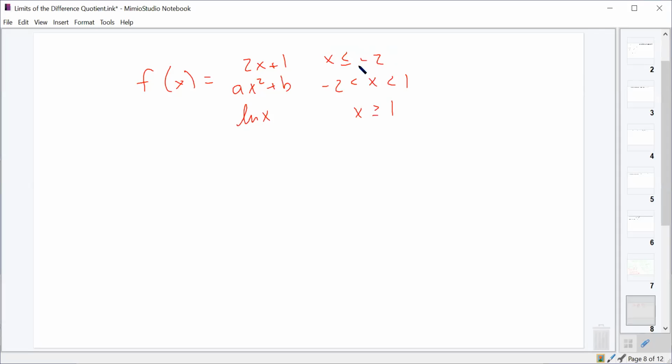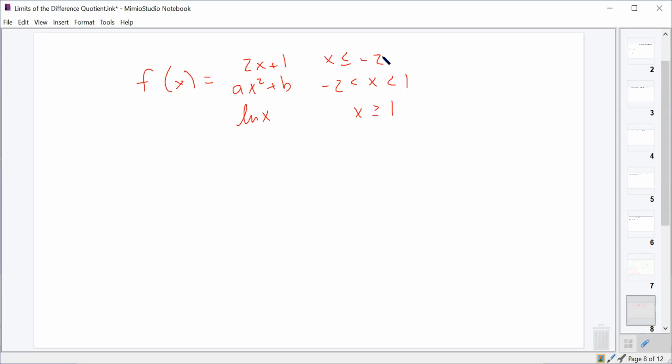The answer should be yes, right? This is just a linear function, so this is continuous for all values that are less than -2. This is a parabola. It should be continuous for any numbers, right? So it's continuous from -2 to 1. And natural log of x is continuous if you're greater than 0, which we are here. So it's continuous from -infinity to -2, and it's continuous from -2 to 1, and it's continuous from 1 to infinity.